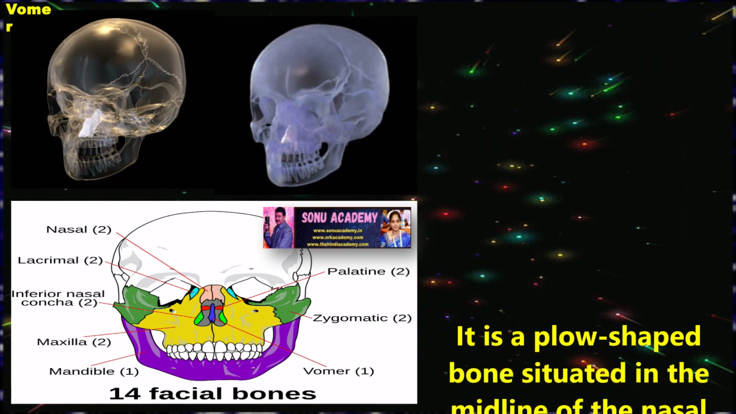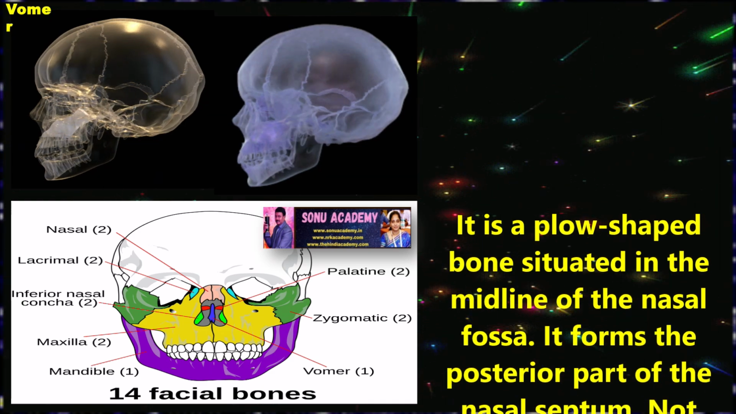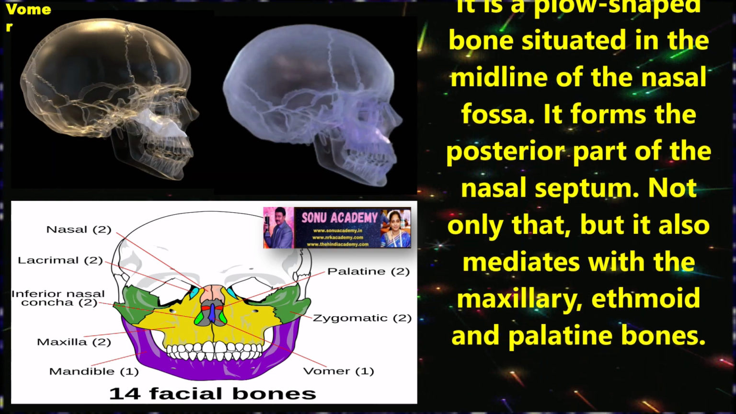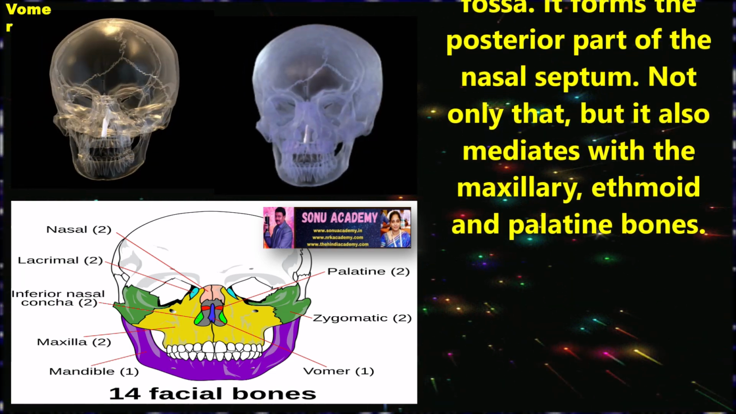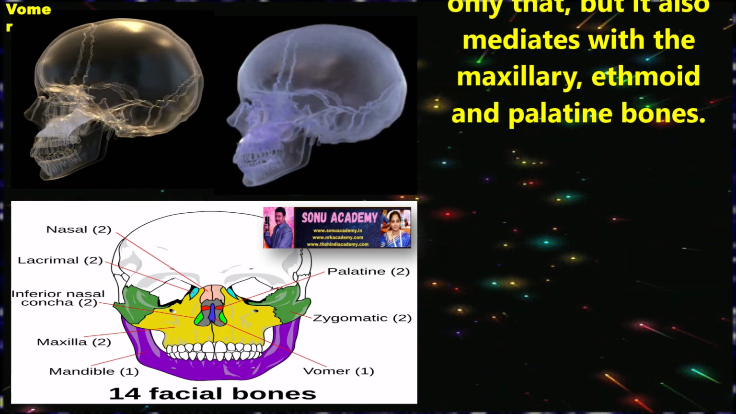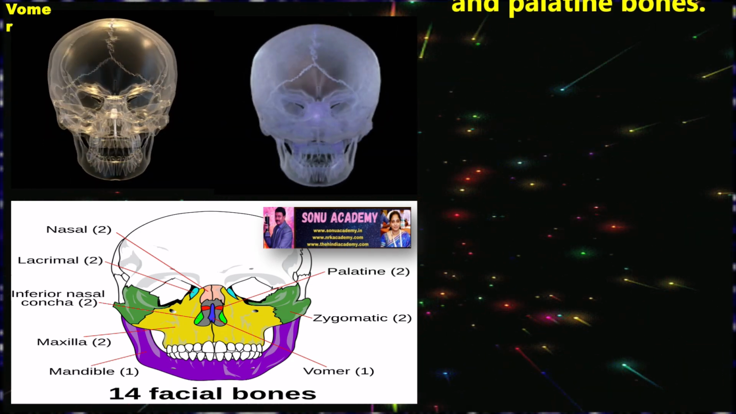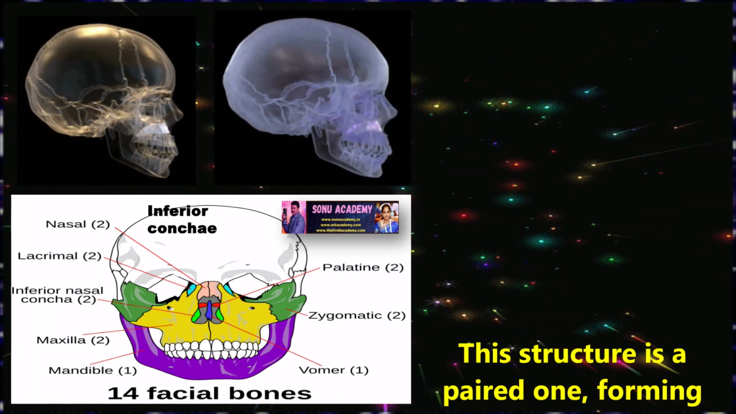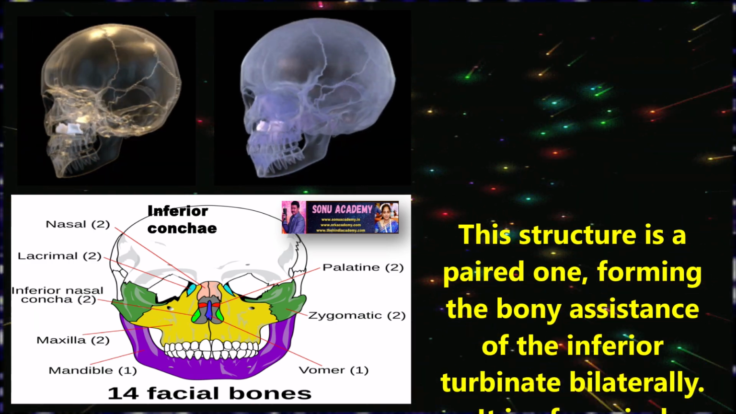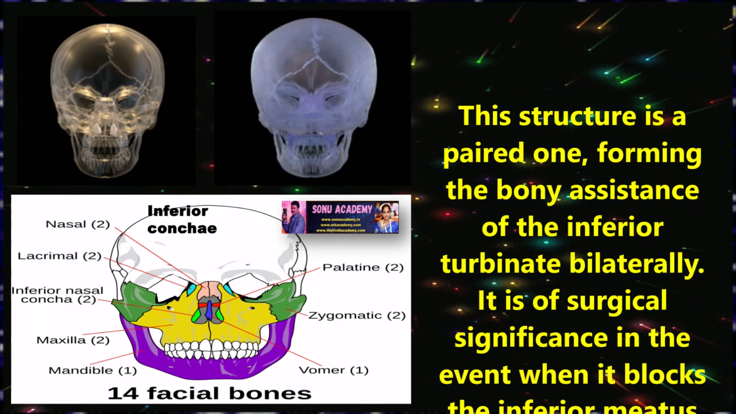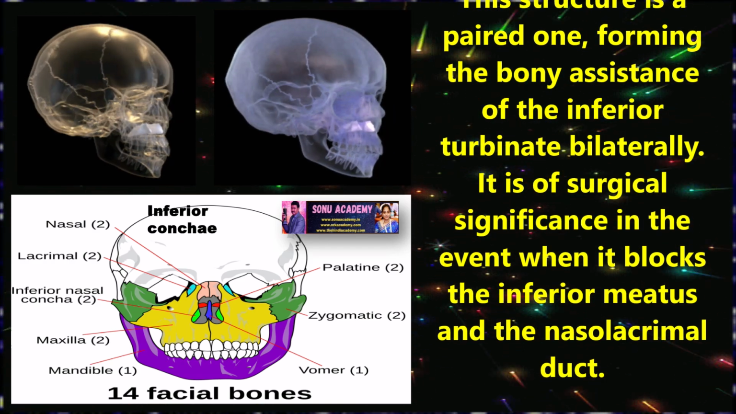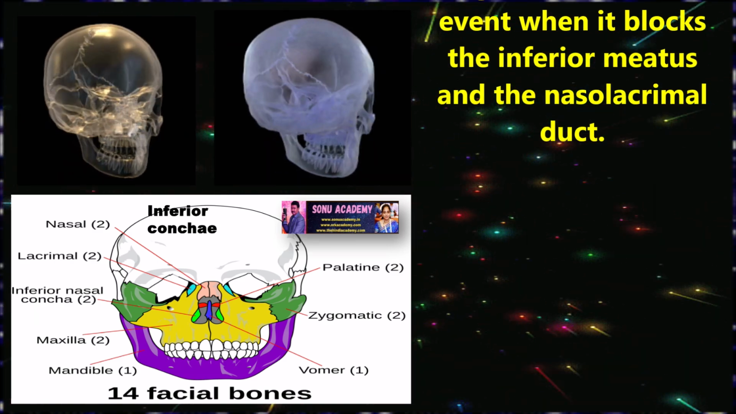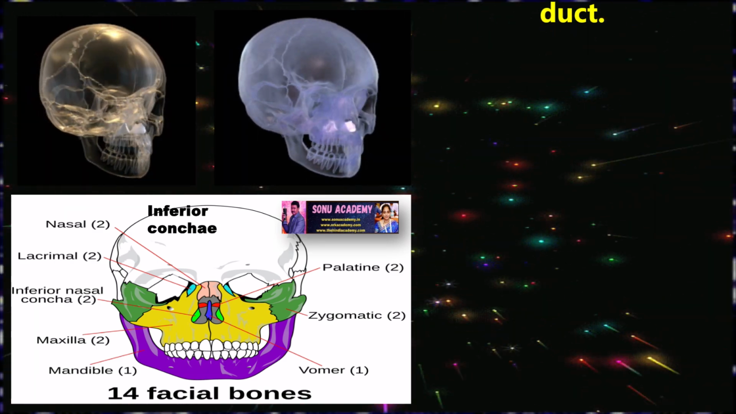Children, let us discuss the vomer. It is a plow-shaped bone situated in the middle line of the nasal fossa. It forms the posterior part of the nasal septum. Not only that, it also articulates with the maxilla, ethmoid and palatine bones. Let us discuss the inferior concha. This structure is a paired one forming the bony part of the inferior turbinate bilaterally. It is of surgical significance when it blocks the inferior meatus and the nasolacrimal duct.